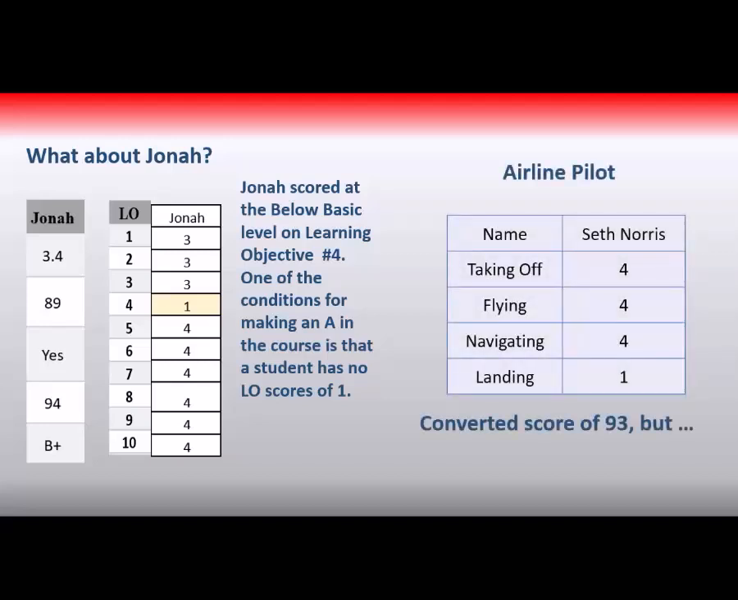Here we have an imaginary airline pilot who had to learn 4 things to become a pilot: taking off, flying, navigating, and landing. Now you see that our pilot did great on taking off, flying, and navigating, but not so well on the landing. While his score would have been a 93, which is an A, you would not say that this person has mastered being a pilot.